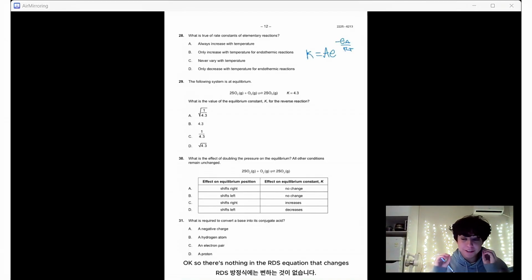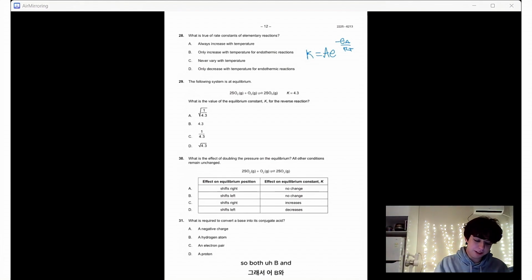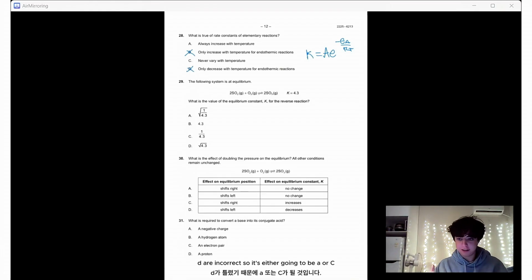Okay. So there's nothing in the Arrhenius equation that changes with endothermic or exothermic. The activation energy is always going to be positive. Okay. So it's always going to be positive. So that does not change literally anything. Okay. So both B and D are incorrect. So it's either going to be A or C.